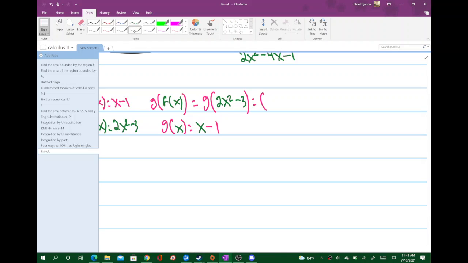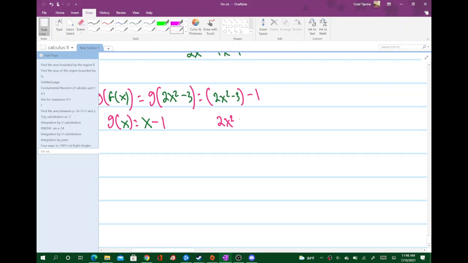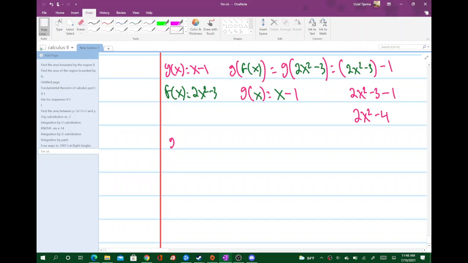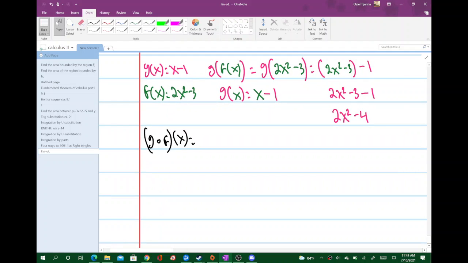This is really just 2x squared minus 3, and then in parentheses, minus 1. So this would be 2x squared minus 3 minus 1, which is 2x squared minus 4. So g composed with f of x equals 2x squared minus 4. And that is how you do it.